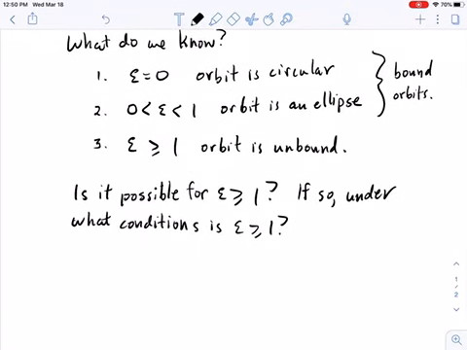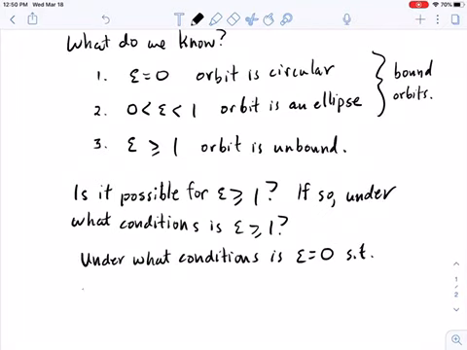Another thing we might do is we might say, well, it's all fine that we calculated these elliptical orbits for gravitationally interacting objects like planets and the sun in our solar system. But if you actually look at the planets in our solar system, we would see that most of them are in these circular orbits. And so we could ask, under what conditions is epsilon equal to 0 such that the orbit is circular?